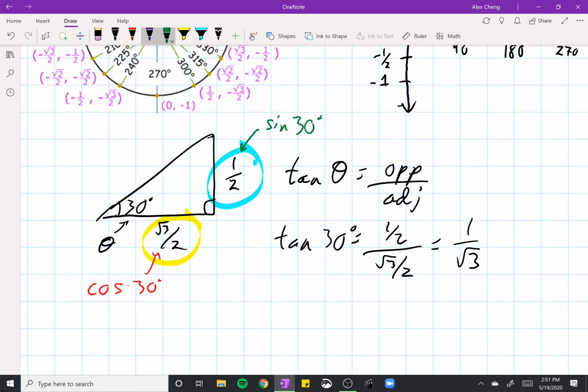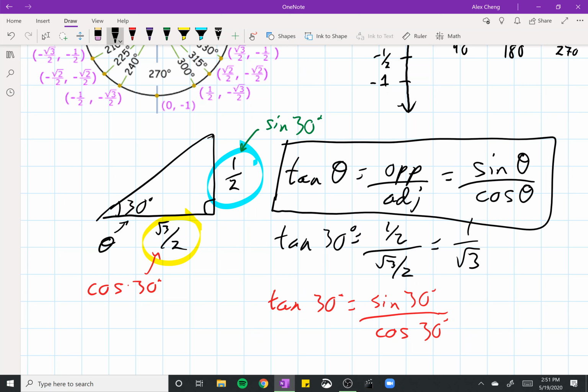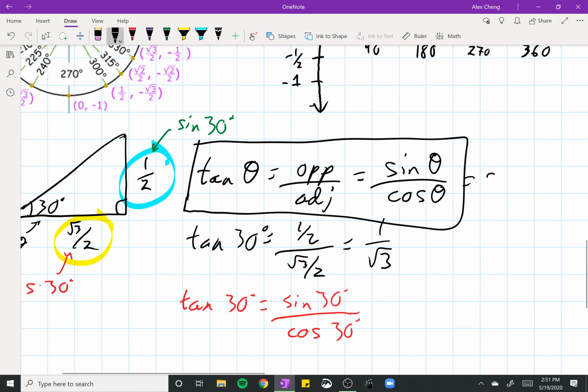So in actuality, let's use a specific example. Tangent of 30 degrees is actually equal to sine of 30 degrees divided by cosine of 30 degrees. In general, then, tangent is equal to sine of the angle divided by the cosine of the angle, and this is always true. We can just see it from this picture. Notice that this is also the slope, as we said before. If you imagine this right triangle as a slope triangle, this is also equal to the slope, because opposite over adjacent is really rise over run.